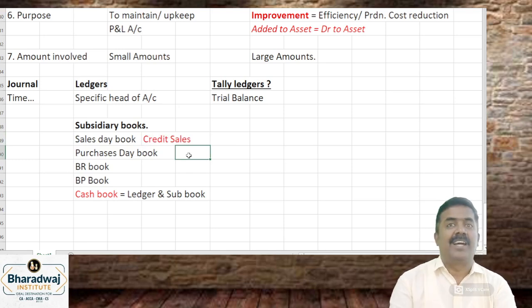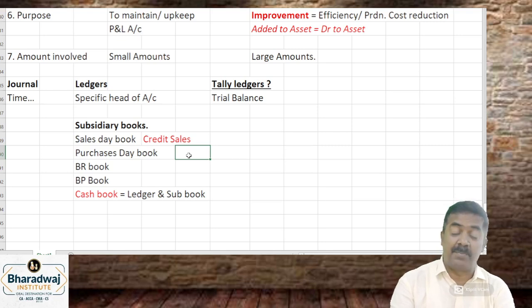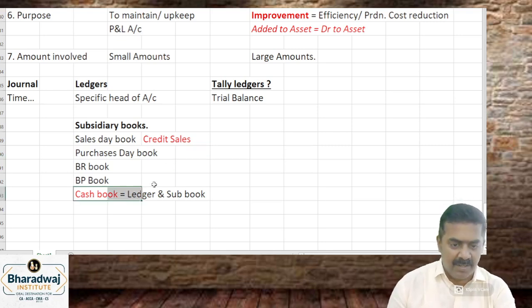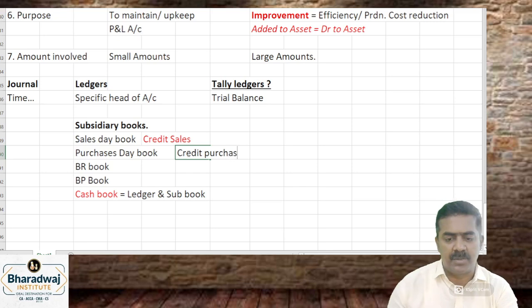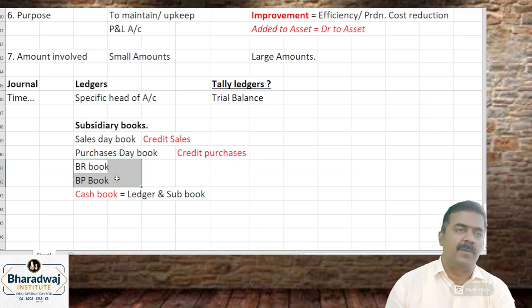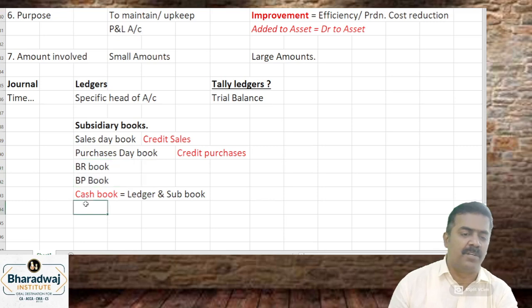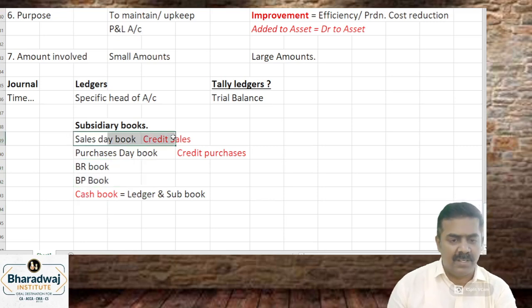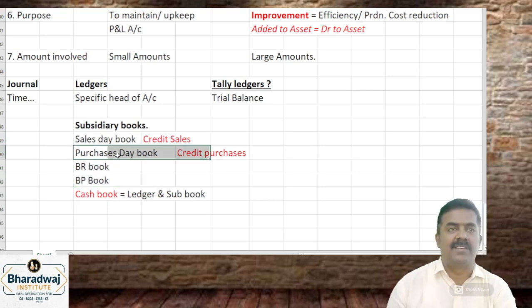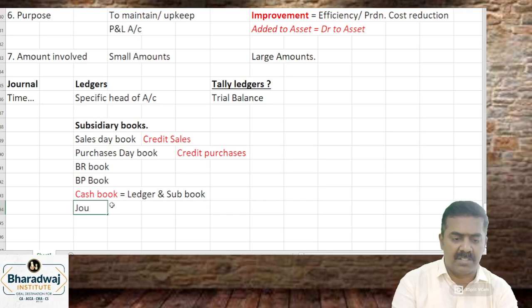அதே மாதிரி cash purchases will be recorded in cash book. Purchase day book ல என்ன record பண்ணுவீங்க? Credit purchases only will be entered. If it is a cash purchase, that will come in cash book. Bills receivable received, bills payable paid will be recorded in bills receivable book, bills payable book. அதே மாதிரி sales day book, purchase day book மாதிரி we'll have a sales returns day book, purchase returns day book and the மாதிரி.